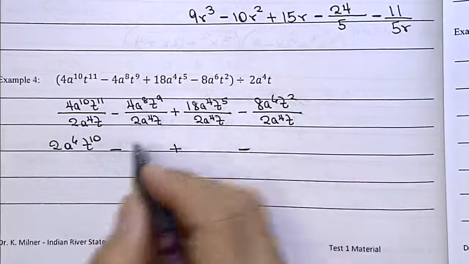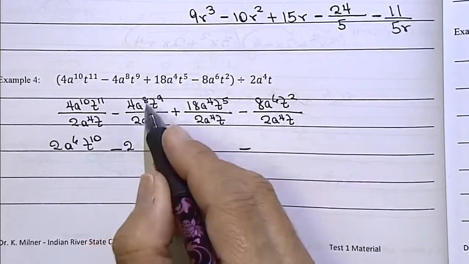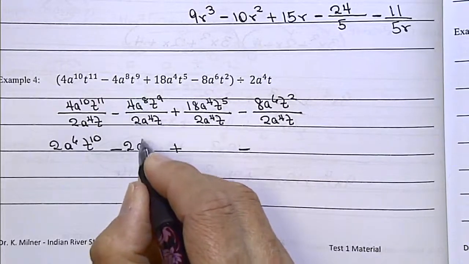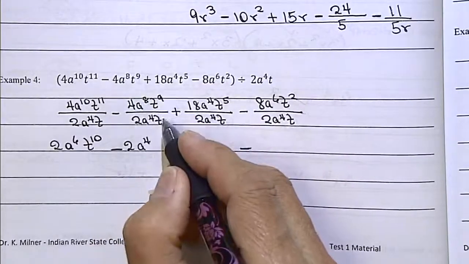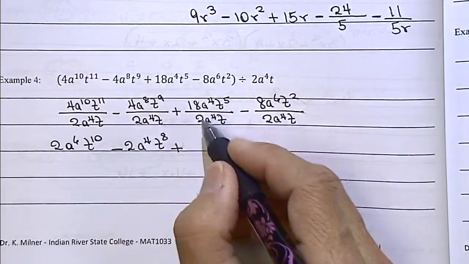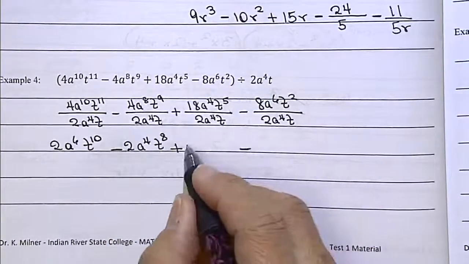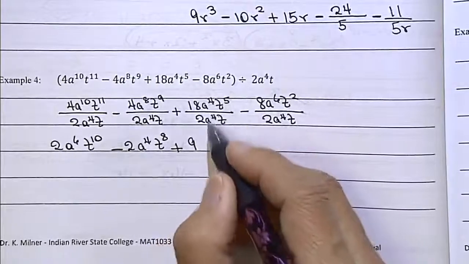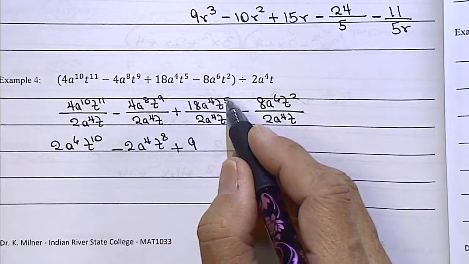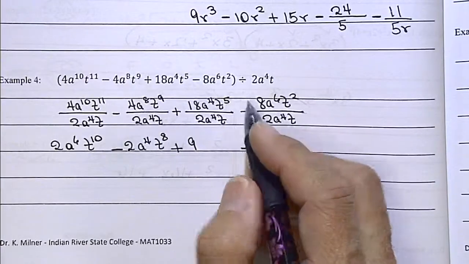Over here, again, 4 divided by 2, right? A to the 8th divided by a to the 4th. And 9 minus 1, right? 18 divided by 2. What'd you do with the a's? They're gone, right? What about this t to the 5th over t?